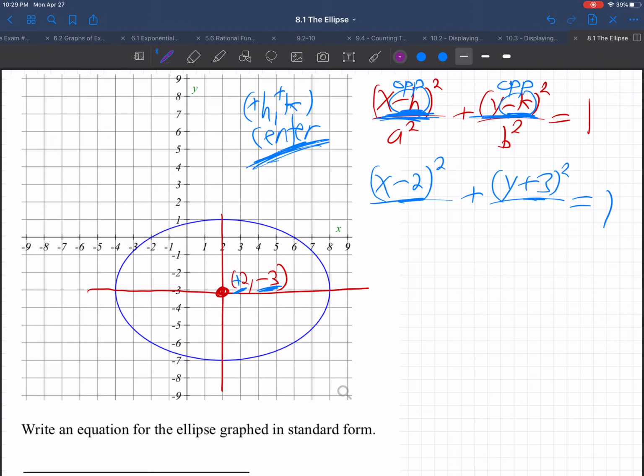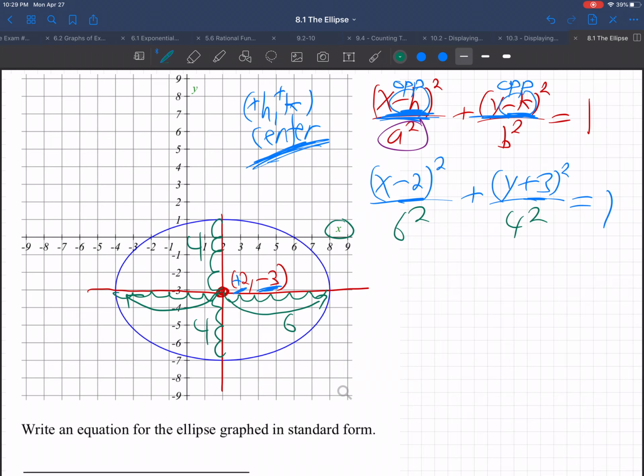And now what's a and b? Well, don't get hung up on a and b. Just think about where they're at. It's underneath x. So what does that mean? If it's underneath x, it's how far to the right and the left, because the x-axis goes right and left. How far is that? 1, 2, 3, 4, 5, 6 to the right, and 1, 2, 3, 4, 5, 6 to the left. So this is 6 squared. And whatever's underneath y, y's up and down: 1, 2, 3, 4 up, and 1, 2, 3, 4 down. So this is 4 squared.